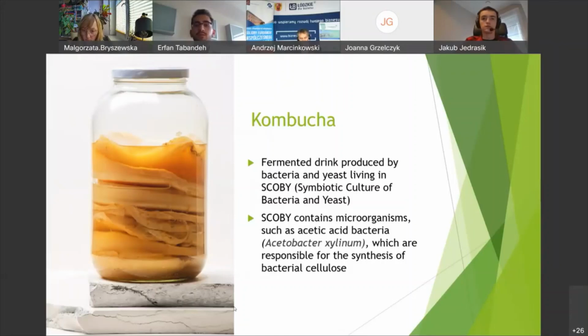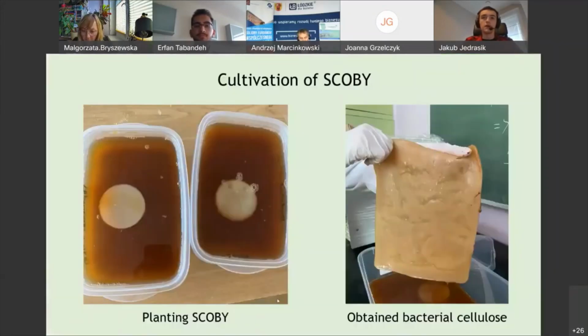Now we're going to see how this process was done in our project. We filled a few plastic containers with strong black tea with sugar and some amount of the kombucha drink. Then, small pieces of SCOBY that we purchased on the internet were placed on the surface of the liquid. The containers were kept out of the sun and at room temperature for 2 weeks. And after 2 weeks, we obtained a thick layer of bacterial cellulose that you can see on the right-hand side.